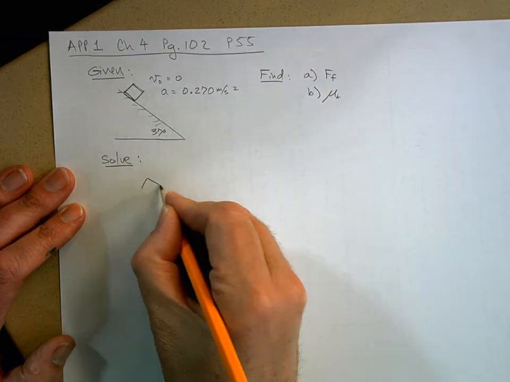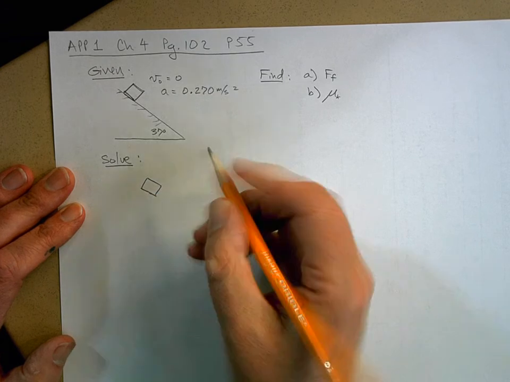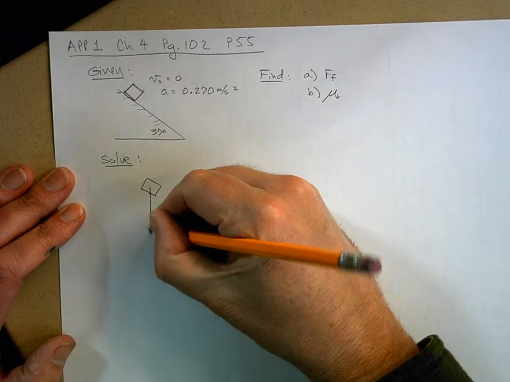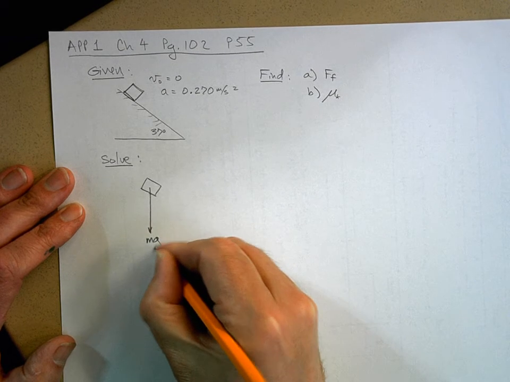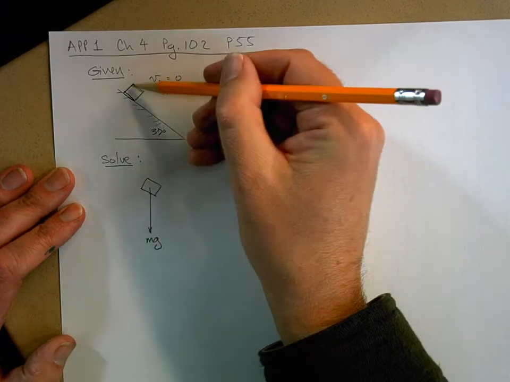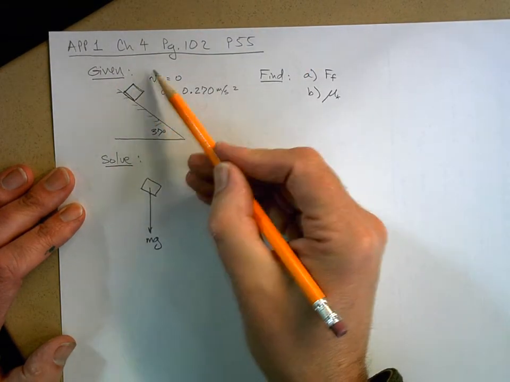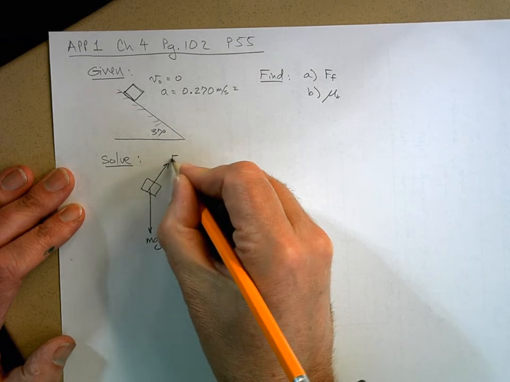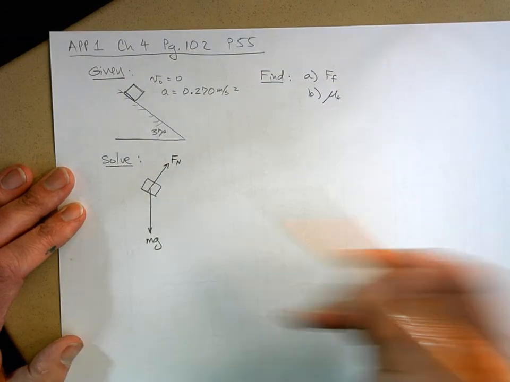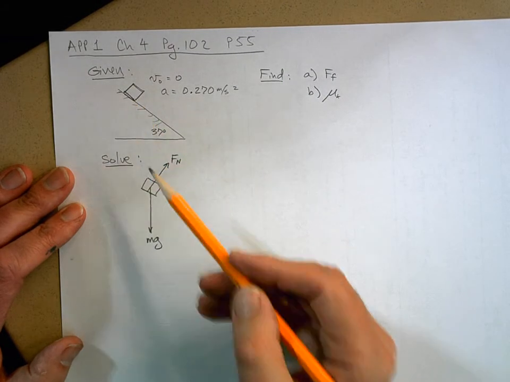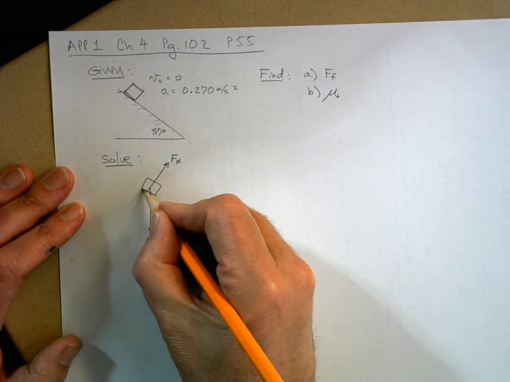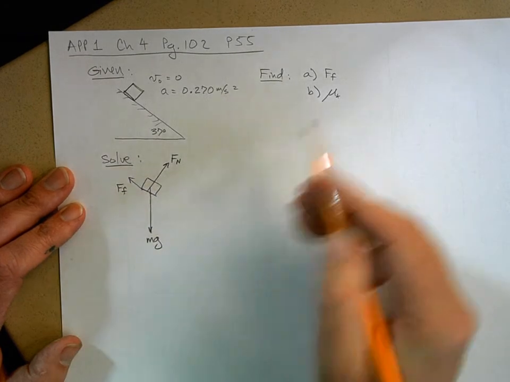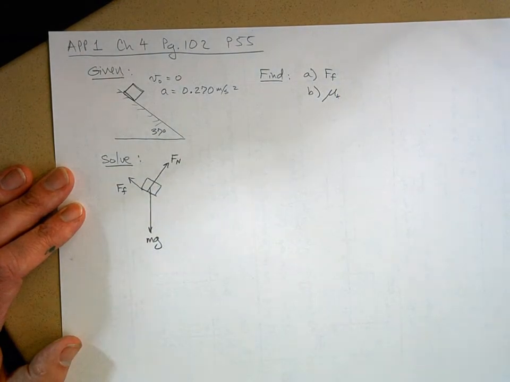Now, let's draw the crate again. Draw a free body diagram. Step two, draw the free body diagram. So I got mg, right? Gravity's pulling it down, and the incline is pushing up on it like this with the normal force. And then the incline is also impeding its motion with the force of friction like this. And that's what I'm trying to find, is that force of friction.